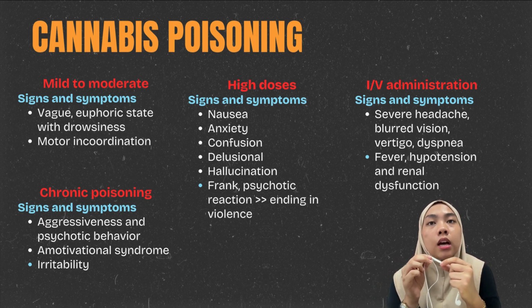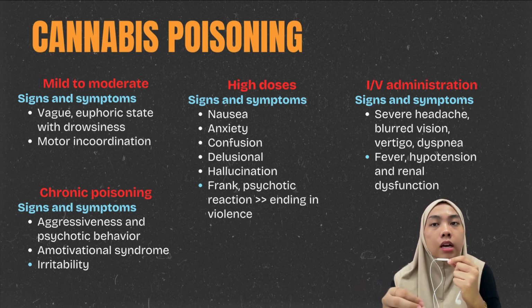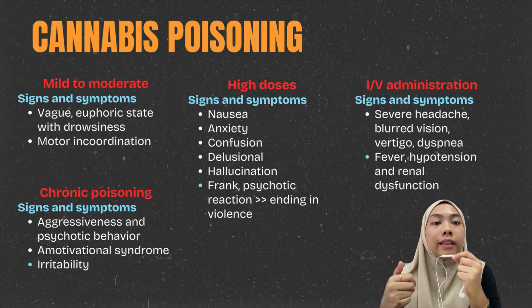For chronic poisoning due to the cannabis itself, the patient will have psychotic behavior, and the patient will also be very aggressive. He or she might also have an amotivational syndrome, whereby the patient will feel so lethargic and so unmotivated to do something.